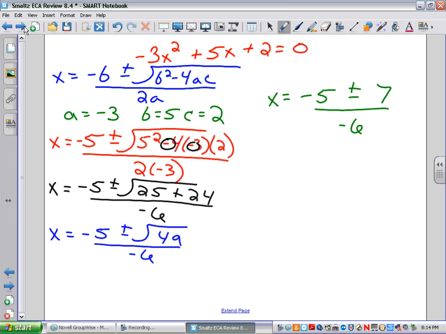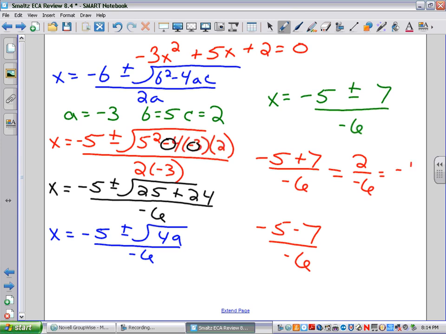So my two answers, one would be negative 5 plus 7 divided by negative 6. There's one answer. The second answer would be negative 5 minus negative 7 over negative 6. So let's go finish these. The top one, negative 5 plus 7, that's 2 over negative 6, and reduce that. Negative 1/3. So negative 1/3 is one of my answers.